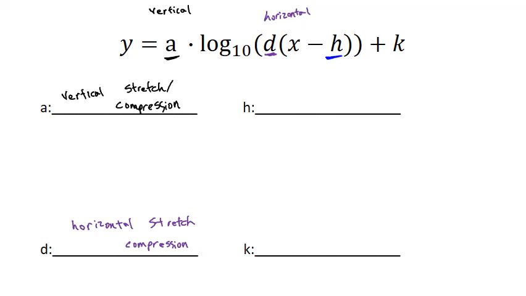For the h value, again, this is directly affecting our x value, so we have to call that horizontal also. So this horizontal change moved our graph left or right. So this particular change was a horizontal translation of the graph either left or right.